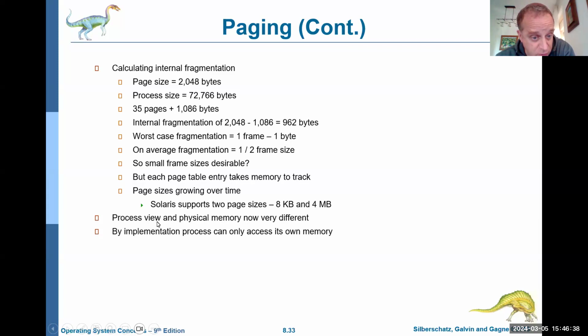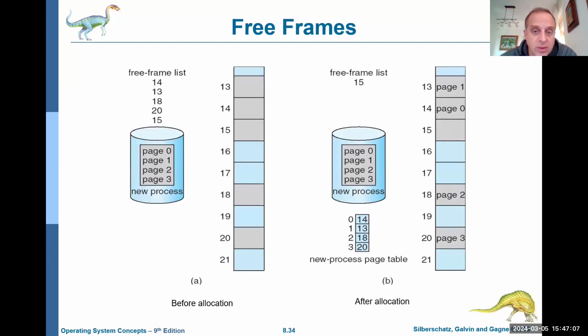So the process view and physical memory are now very different. How the process views the memory, and the way it's actually mapped to physical memory, are going to be different. And based on this implementation, a process will only be able to access its own memory because we will have assigned where to go for each memory location. He can't go anywhere else. It'll be impossible for him to go to a different location.